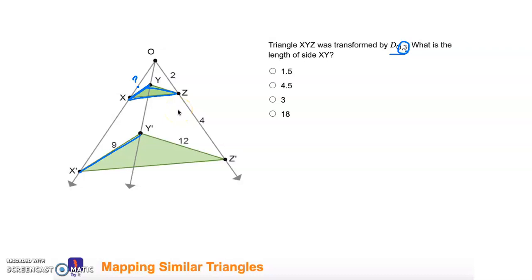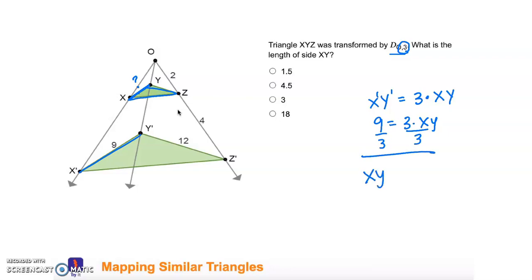So we're saying that X'Y' is equal to the scale factor of 3 times XY. So if we know X'Y' is 9, that equals 3 times XY. If we divide by 3, then we know that XY is equal to 3, which makes sense because this is a smaller figure, and if we take 3 times 3, that's going to give our dilated image of 9. So we need to remember that.